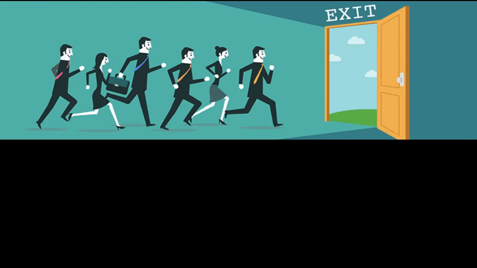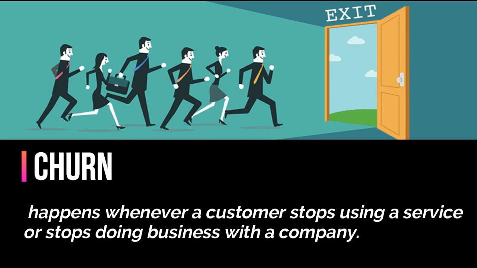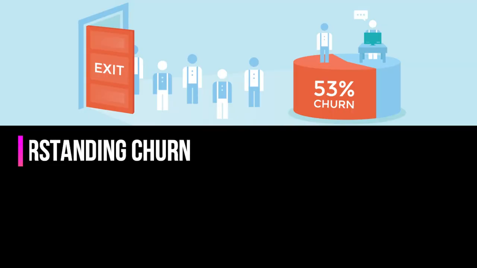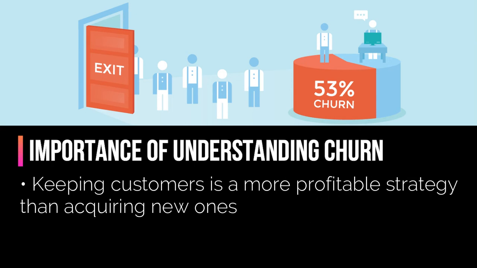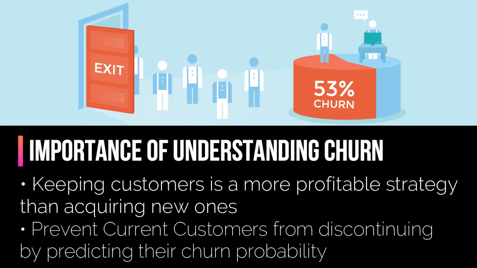Going to talk about how to predict customer churn. Customer churn, or customer attrition, happens whenever a customer stops using a service or stops doing business with a company. Companies are very keen on keeping existing customers since it's far less expensive than acquiring new ones. The ability to predict churn is necessary for a business to be able to prevent customers from discontinuing their subscription.